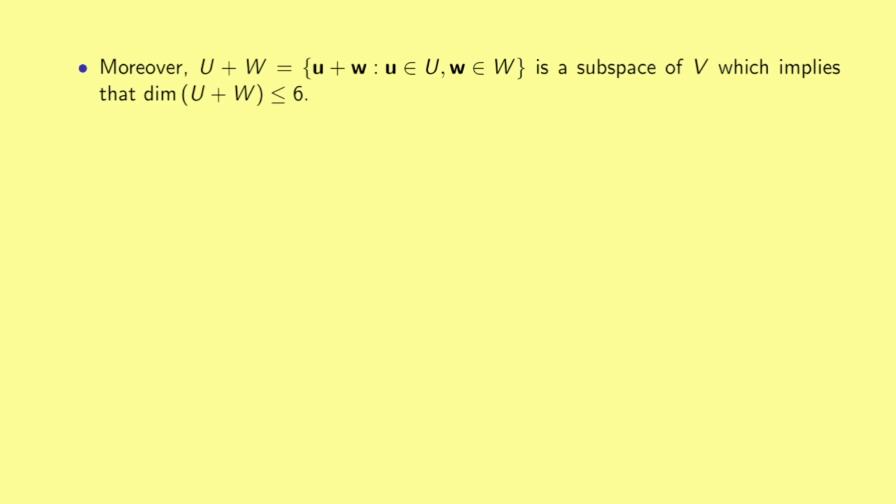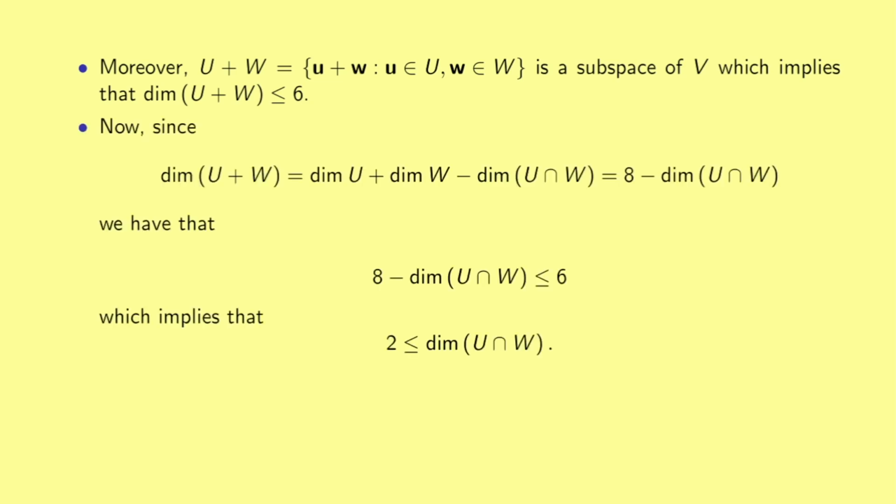We only need to remind ourselves of this formula. The formula tells us that the dimension of U plus W equals the dimension of U plus the dimension of W minus the dimension of U intersection W. Since we know that the dimension of U and the dimension of W are each 4, we get this 8 here. So the dimension of U plus W equals 8 minus the dimension of U intersection W.